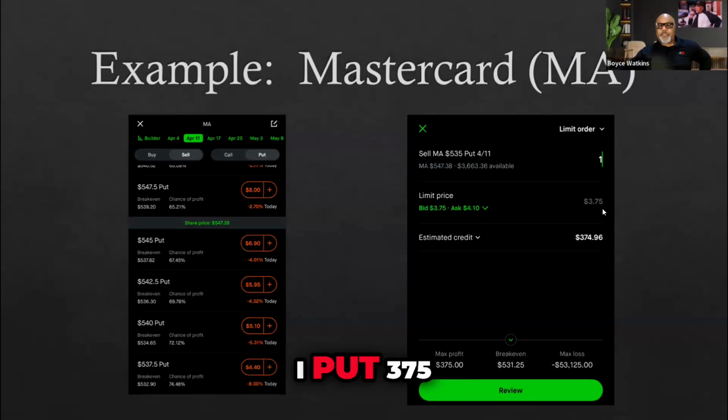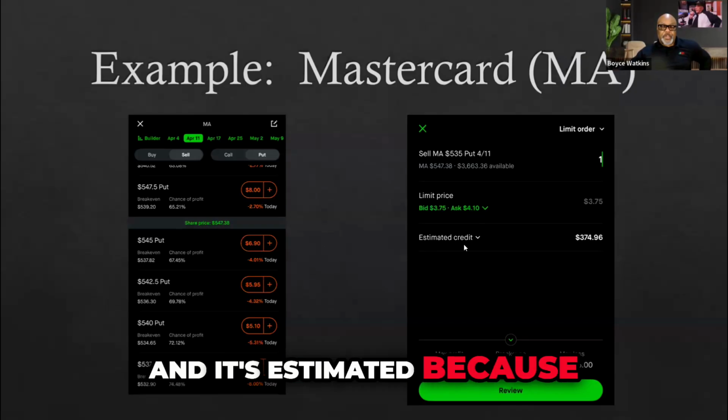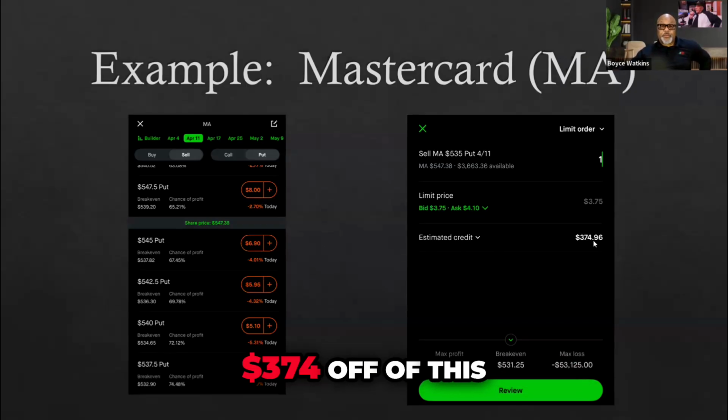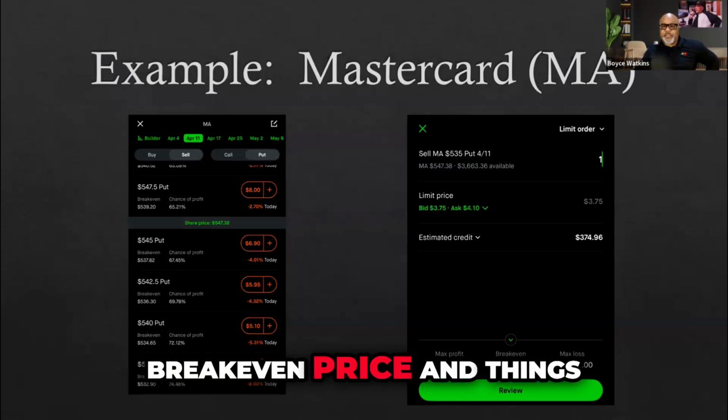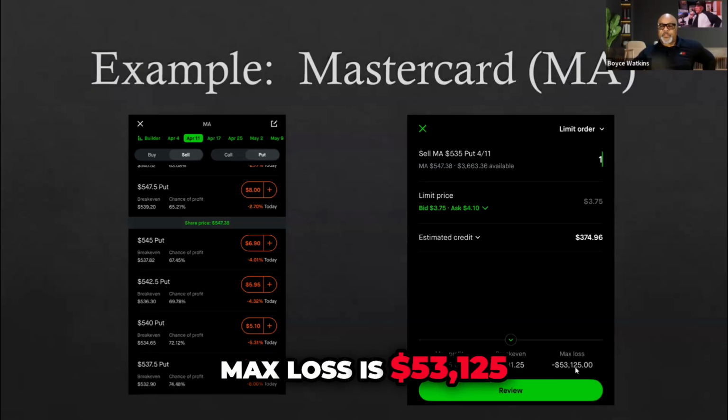Okay, so here I put 375. That means that my estimated credit, it is estimated because the transaction doesn't go through until it's confirmed, would be $374 off of this. Now, what else matters here? Well, I can look down here where it shows max loss and the break even price and things like that. So here, you can see max loss is $53,125. Where does that number come from?